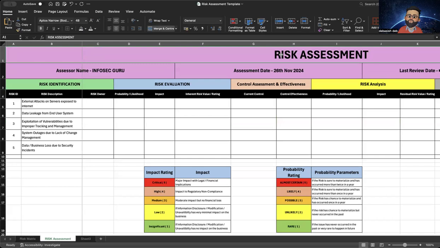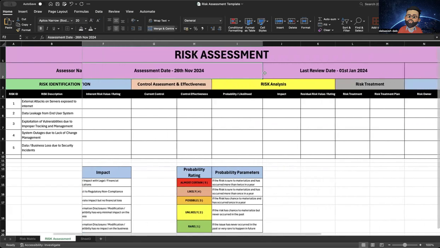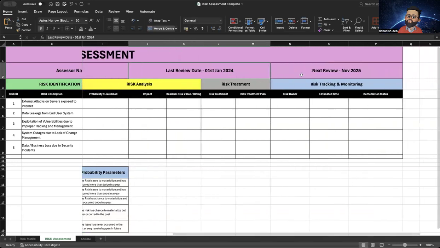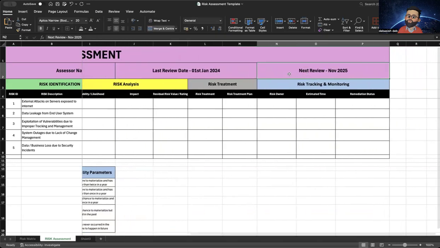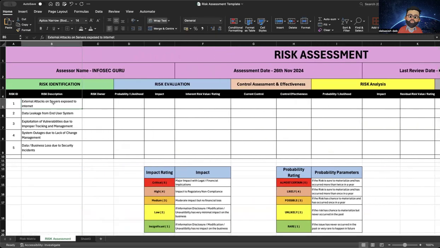Okay, so this risk assessment template has certain key points, which is the assessor name. Then we have an assessment date, which is today's date. Then, when was it last reviewed? Normally it can be reviewed annually, quarterly, or as and when it is required. So I have assumed that the last review was 1st Jan, and then the next review date is 1 year from now. Okay, so let's quickly jump on to our risk assessment.